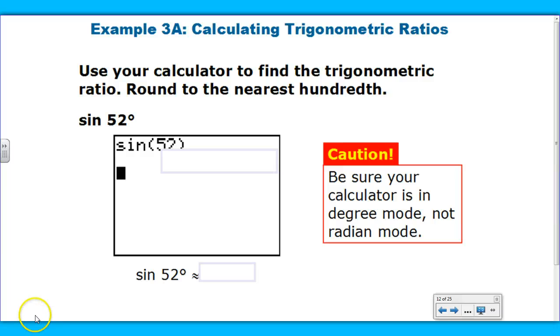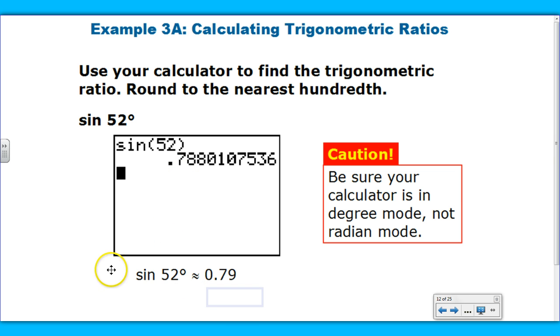So you'll need a calculator, and you can input sine 52 degrees, so just sine 52, and when you do, press enter, you end up with a decimal number, which we can round to the hundredths place. So sine of 52 degrees would be 0.79. Notice that your calculator really needs to be in degree mode, not radian mode.